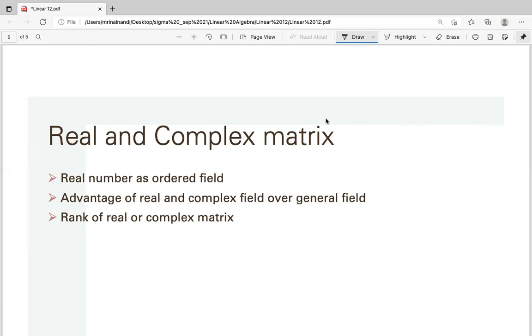So obviously, what is the extra thing for real and complex? What is the extra over the field? The real field is actually an ordered field. We have to say ordering. A general field may not have ordering. The complex field has no ordering. You can give a partial order, but the complex numbers cannot be made an ordered field, whereas the field of real numbers is an ordered field.